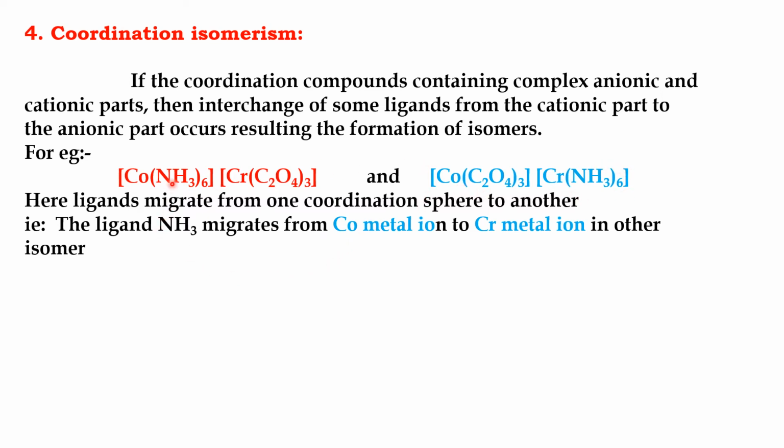Now ligands could migrate from one coordination sphere to another coordination sphere. That means from cobalt, NH3 could migrate to chromium. Similarly, C2O4 could migrate from chromium to cobalt. That means the ligand is exchanging from one coordination sphere to another coordination sphere. So, coordination isomerism is exhibited by compounds having two coordination spheres.